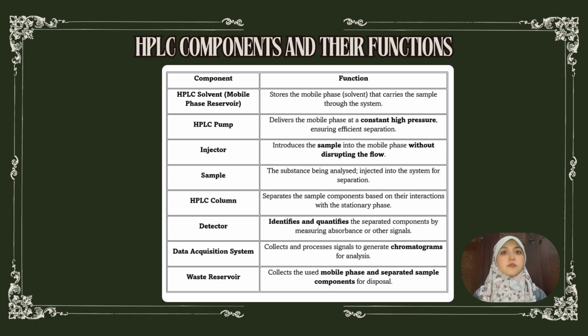Number 5, we have the HPLC column, which is the core of the system, where the sample components are separated based on their interaction with the stationary phase. Number 6, we have the detector, which plays a key role in identifying and quantifying the separated components by measuring absorbance or other signal. Number 7, we have the data acquisition system, which processes the signal detected and generates a chromatogram for analysis.